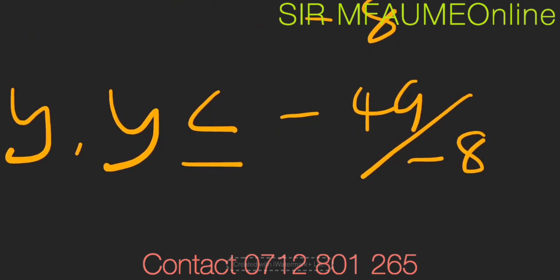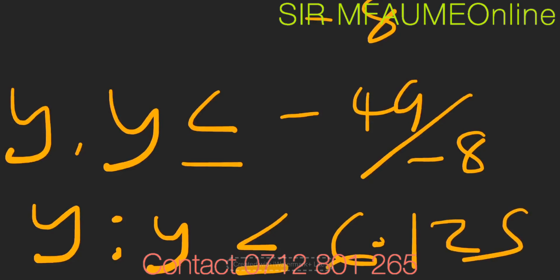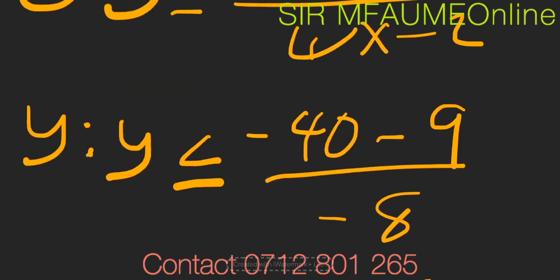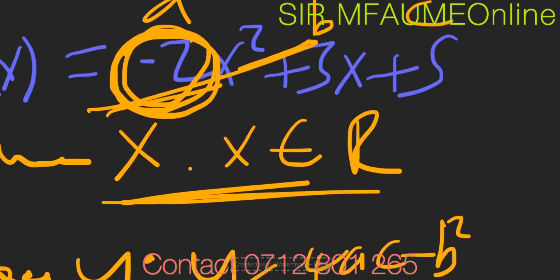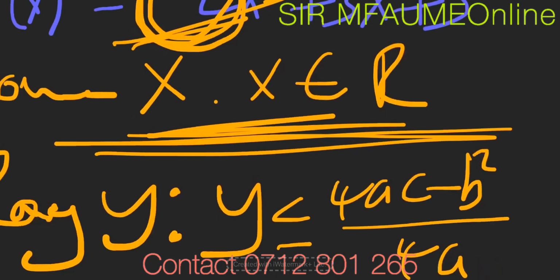When you take 49 divided by 8, the range will be y such that y is less or equal to, when you divide, you will find 6.125. So my range is y such that y is less or equal to this value. And for the domain, it's supposed to be all real numbers. Why all real numbers? Because in my quadratic equation, there is no value of x which is given. That's why it's supposed to be all real numbers.